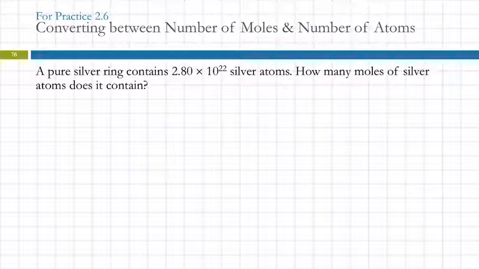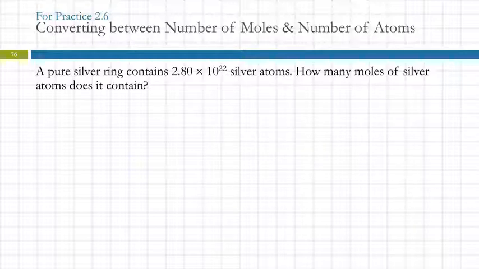So a pure silver ring contains 2.80 times 10 to the 22 silver atoms. How many moles of silver atoms does it contain? You know, we've got this basket with 92 eggs. How many dozen eggs are in there? It's the sort of question we're asking.